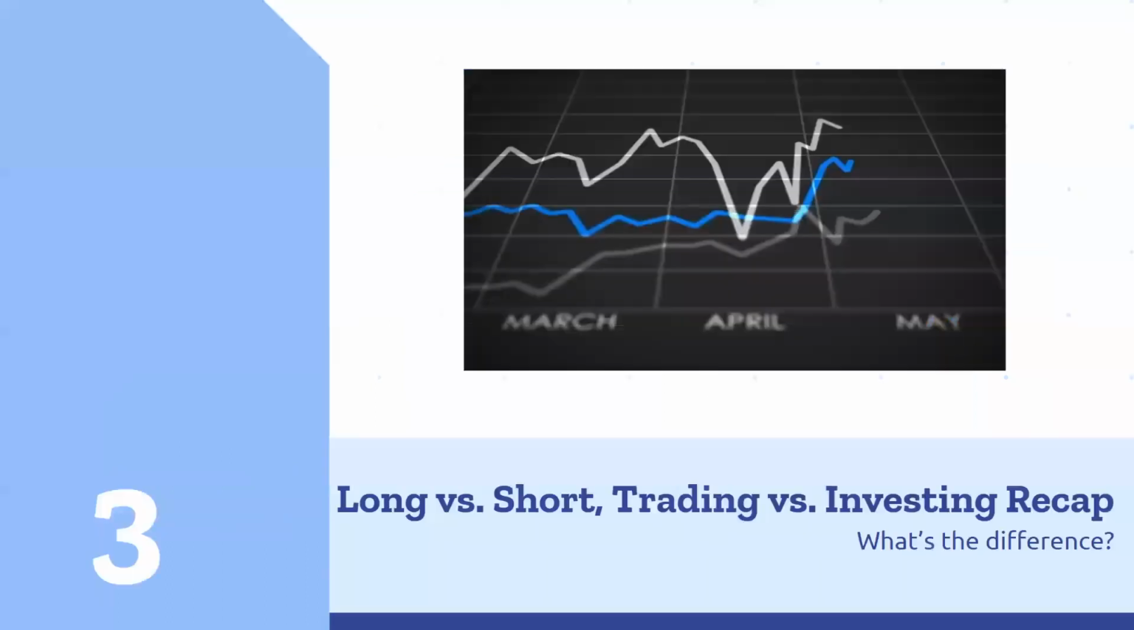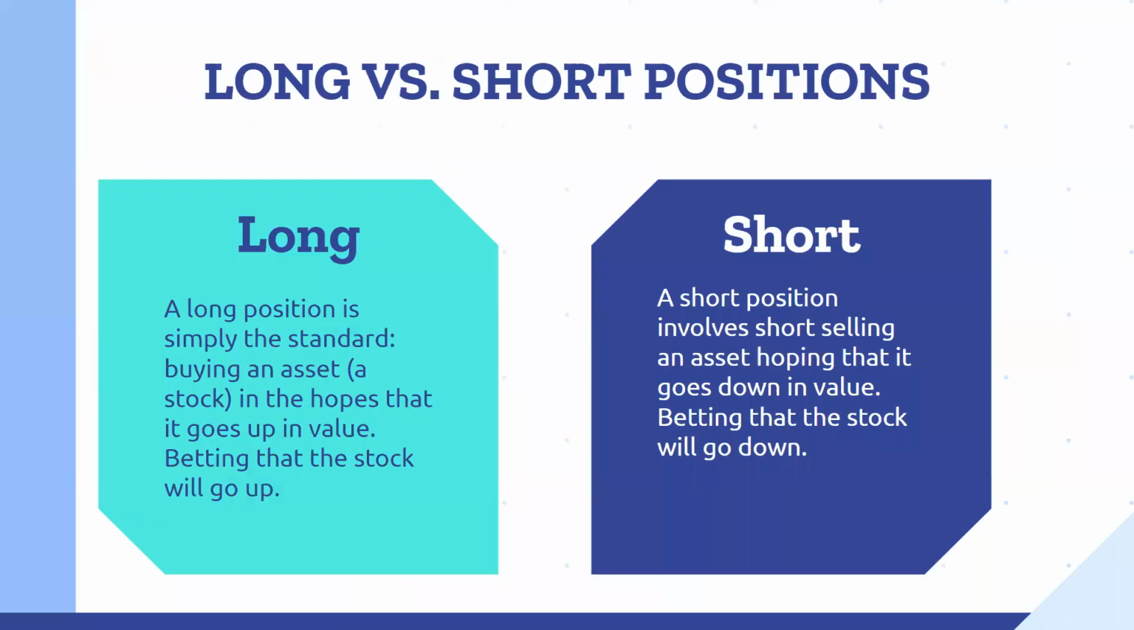All right, so now let's go over some stock vocabulary, such as long versus short and trading versus investing. So what's the difference between these? Okay, let's start with the difference between long versus short positions. Long positions are just the standard. When we say we're buying an asset, we call it a long position because you're hoping that it goes up in value. For example, a long position could be buying commodities, stocks, or real estate, hoping that the position goes up in value. So a long position means that you're betting that the value of your asset will go up.